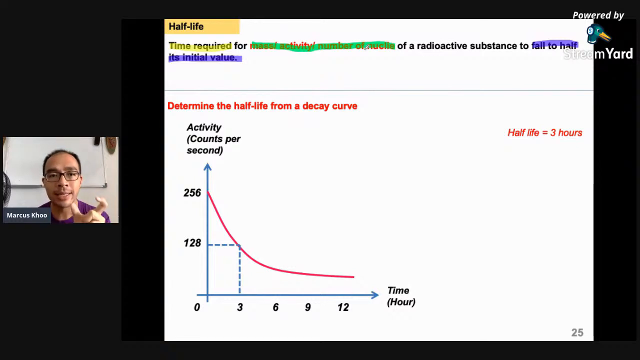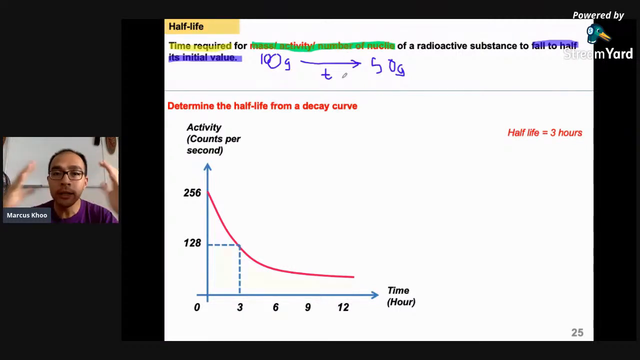The amount of time it takes to fall from the original to half of its original value. Let's say the original one is 100 grams, then it decays, then finally we get 50 grams. So the amount of time it takes to decay from 100 grams to 50 grams is known as the half-life. Notice, I'm not talking about half the time, I'm talking about half the mass, half the activity, half the number of nucleus. The time required for it to decay until it becomes half of the original value, that's the half-life.